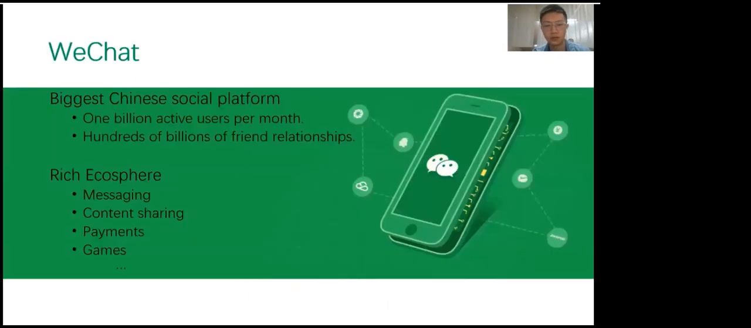First of all, I would like to introduce the WeChat social platform. It is the biggest Chinese social platform with more than 1 billion active users per month. It also has hundreds of billions of user friendships. It also has a rich ecosphere. It has a messaging function, content sharing platform where users can post up their timelines and can see their friends' timelines. It also has a payment function where users can pay in both online and offline stores. It has a games function where users can log into multiple games using their WeChat accounts.